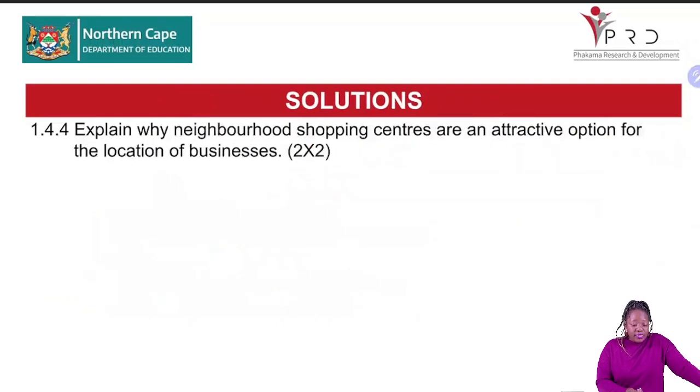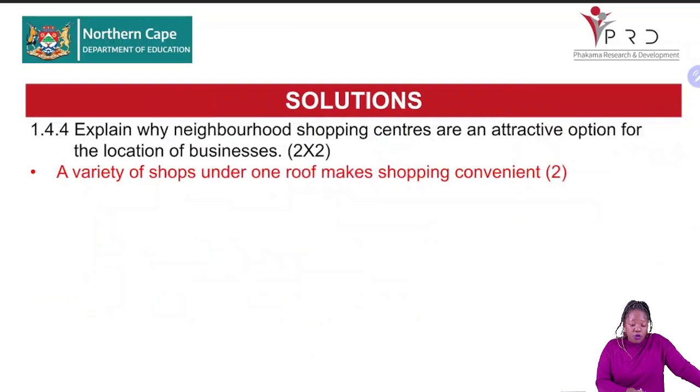Then looking at our question 1.4.4, whereby you're supposed to explain why neighborhood shopping centers are an attractive option for the location of the businesses. So number one, we're looking at the variety of shops that are under one roof. Remember, more like the shopping center or the shopping mall. You don't have to go so far. Everything is under one roof.